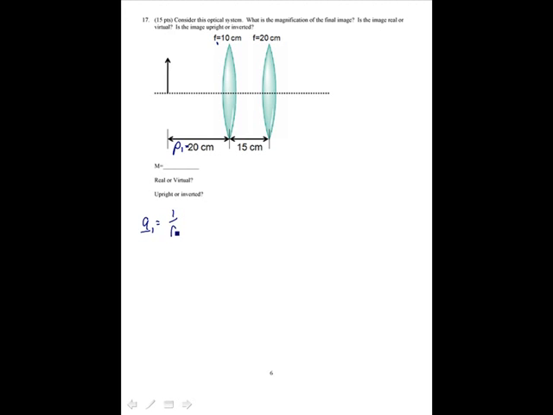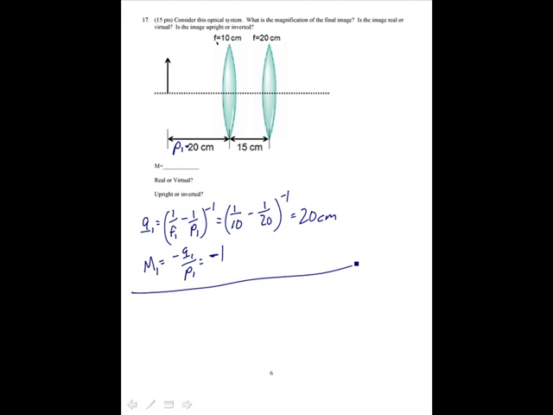That's 1 over F1 minus 1 over P1, to the negative 1. That's 1 over 10 minus 1 over 20, to the negative 1. That's 2 over 20 minus 1 over 20. It's 1 over 20, so that's equal to 20 centimeters. All right, M1 then is negative Q1 over P1, which is negative 20 over 20, which is negative 1.